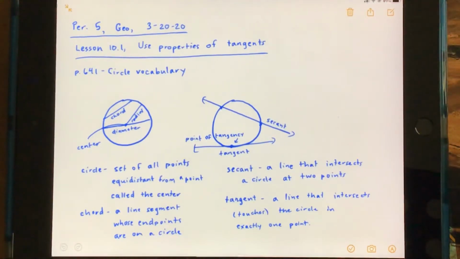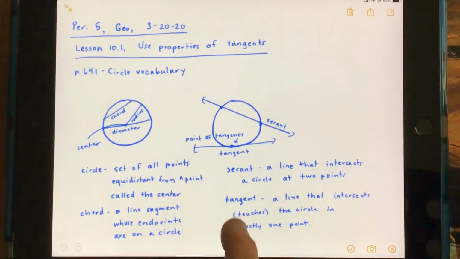I've copied some diagrams from page 641 of your textbook, and we're going to go ahead and develop some definitions for the pieces that you see on each of these circles. Some of this vocabulary you might already know, some of it might be new to you. So on the left-hand circle, we have a definition of what a circle is. It will be the set of all points equidistant from a point called the center. I do have that center point labeled on that left-hand diagram.